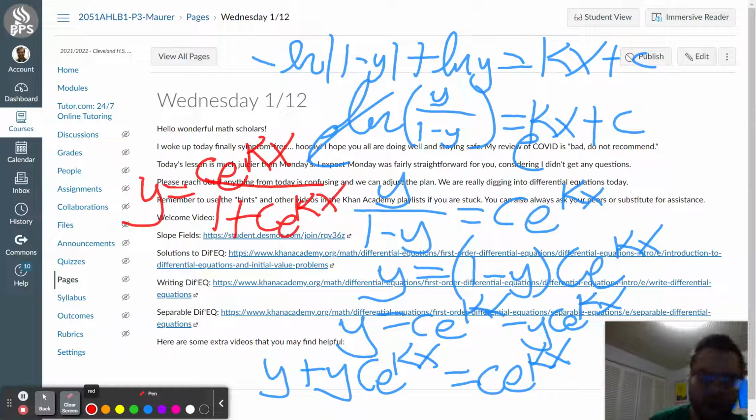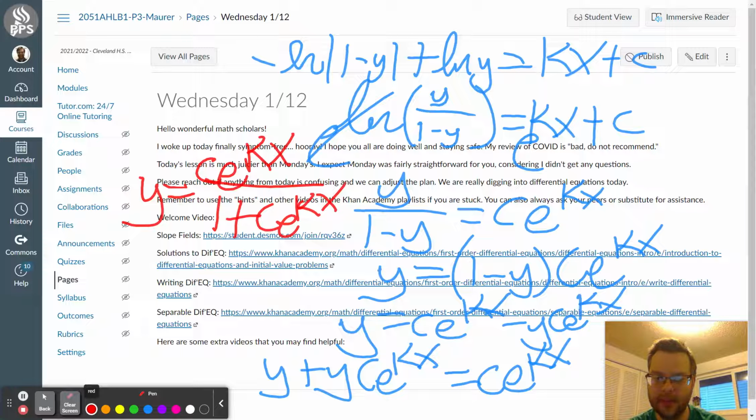And the beautiful thing about that model is that it never goes above 1, and it doesn't go below 0. And so it more accurately models the growth of a virus as it spreads through the population.